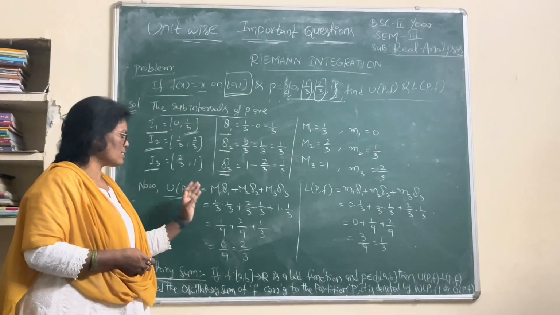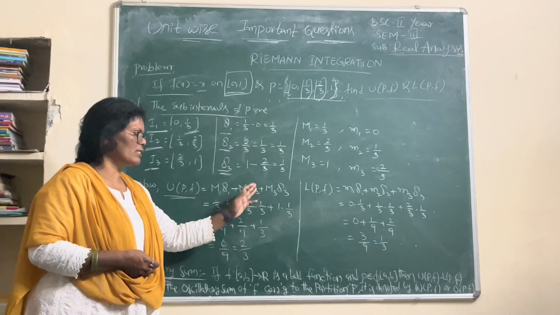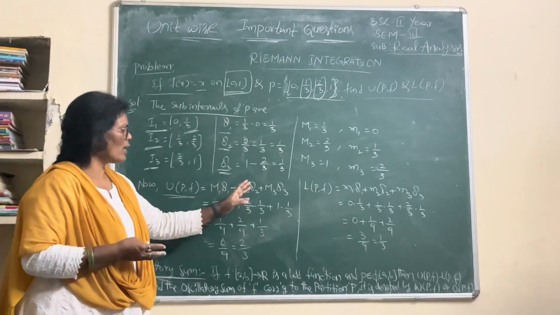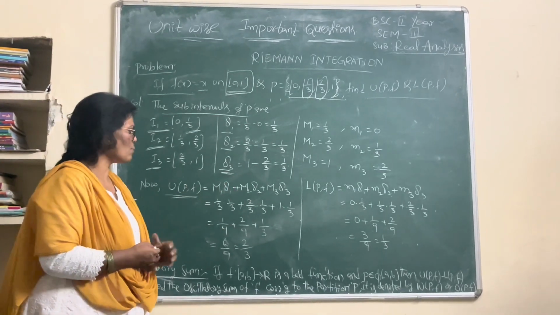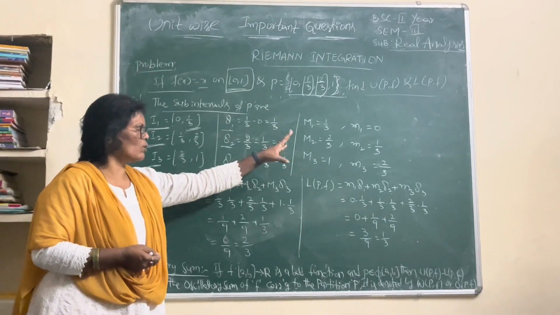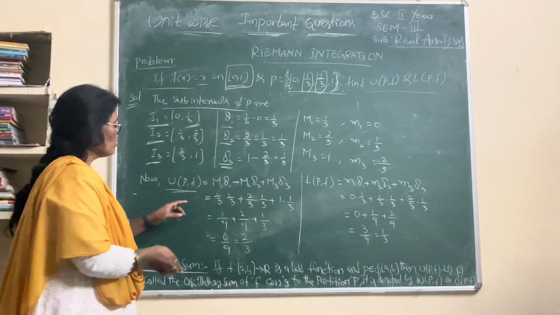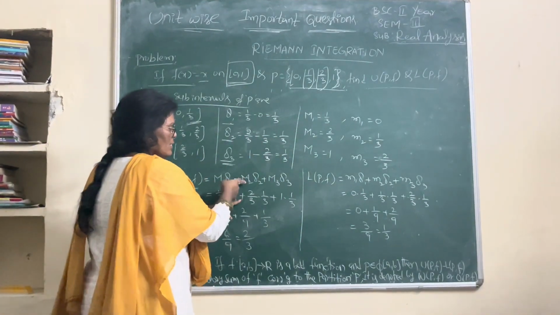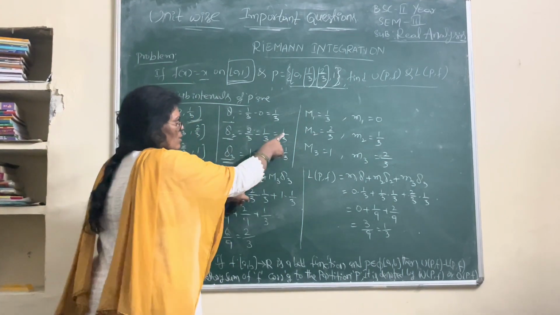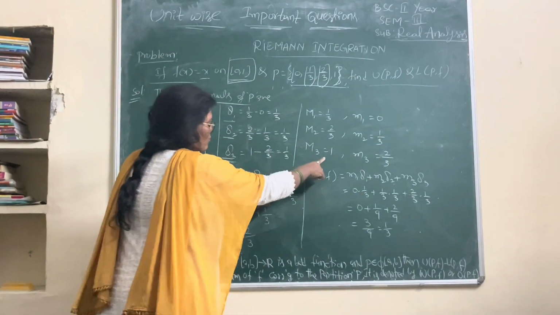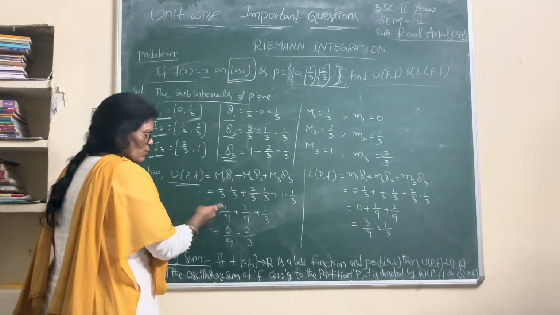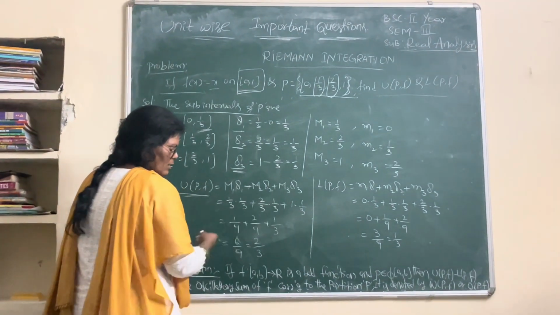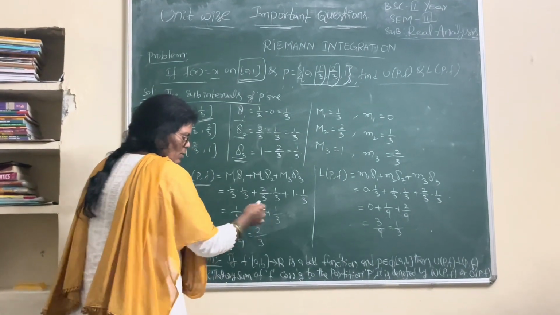So the upper Riemann sum, denoted as U(P, f), can be written as capital M1 delta 1 plus capital M2 delta 2 plus capital M3 delta 3, since we have only 3 subintervals. Substituting the values: M1 is 1 by 3 and delta 1 is the length 1 by 3, plus M2 is 2 by 3 and the length is 1 by 3, plus M3 is 1 and delta 3 is also 1 by 3. Simplifying, 1 into 1 by 3 3s is 9, plus 2 1s are 2 by 3 3s are 9, plus 1 into 1 by 3 is 1 by 3.